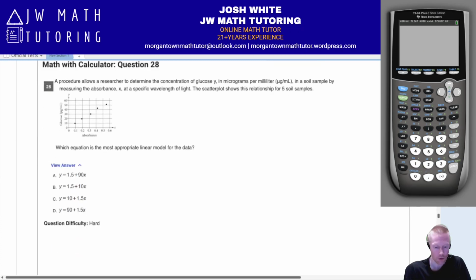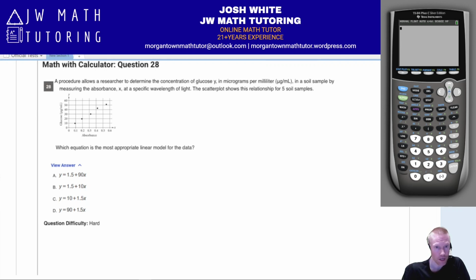All right, next up, question number 28. So here you're given just a bunch of plots, points, on a graph. They want to know what an appropriate linear model, i.e. best fit line, for this is. There are multiple ways you could do this.